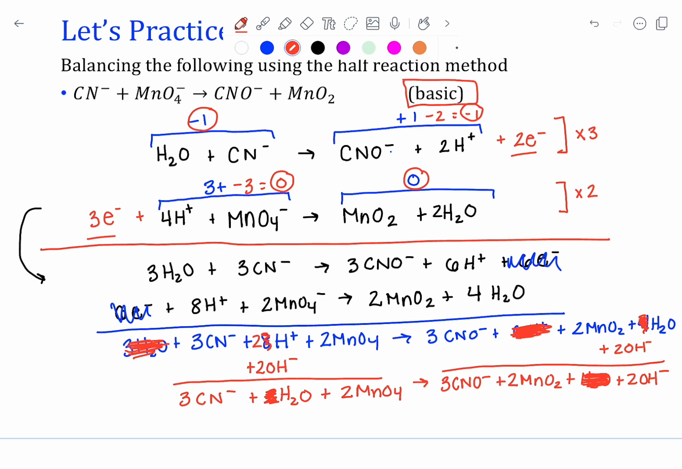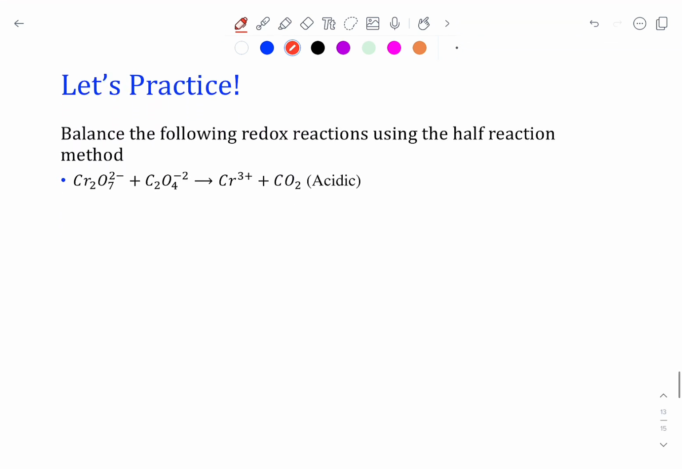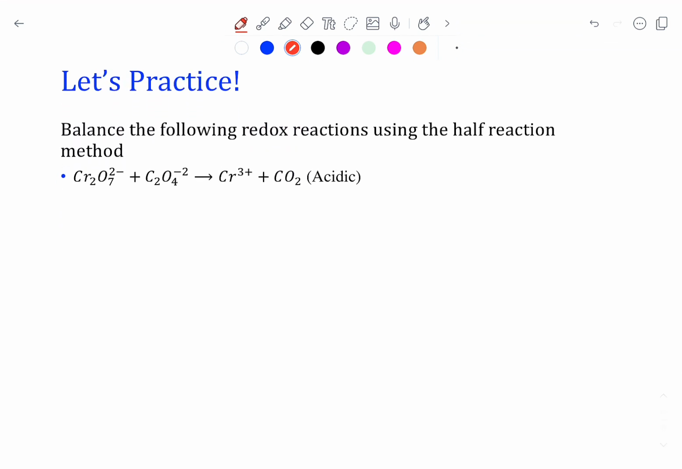We're going to do a lot more practice in this lecture, and you're going to do a lot of practice in your ALEKS homework. So let's do some more practice. Balance the following redox reaction using the half reaction method. So here we have Cr2O7 2- plus C2O4 2- creating Cr3+ plus CO2, and this one is specifically in acidic conditions.